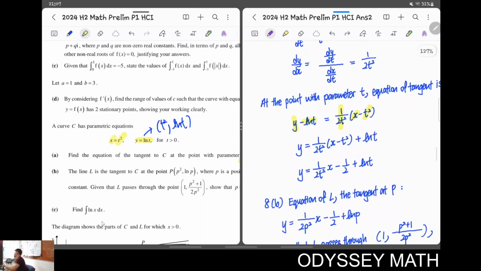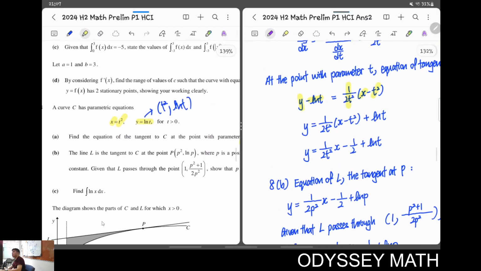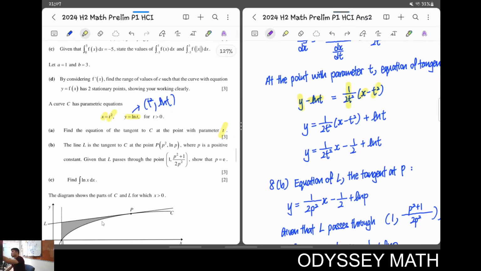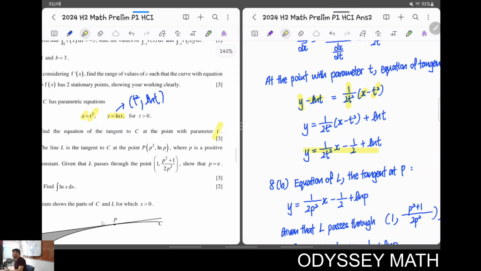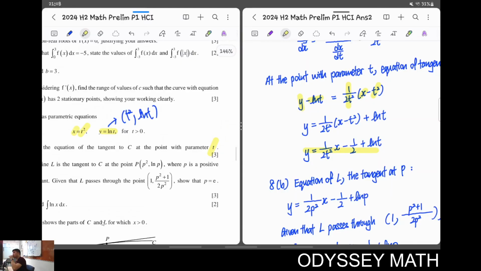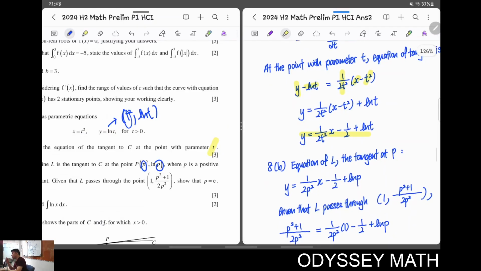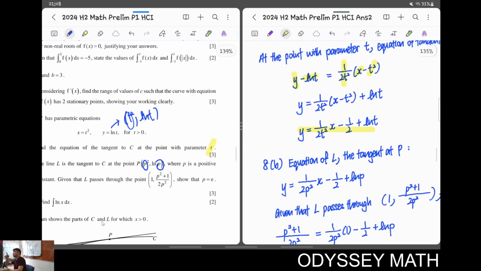We are done. I'm not going to go through the algebra. Part 8b. The line is the tangent. So this same line over here is the tangent to the curve C at this point P, which is P squared, ln P. So by observation, you would know that t must be p. Agree or not? So the equation of L, the tangent at the point P, is you sub your t over here with p. Understand? So you need to observe that.